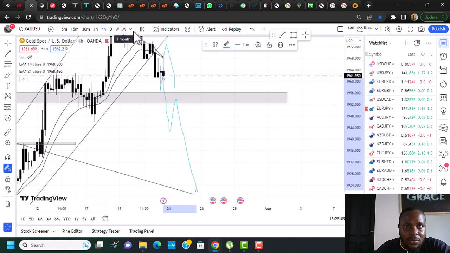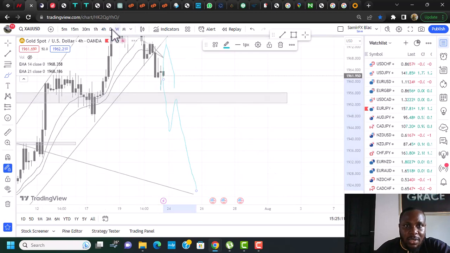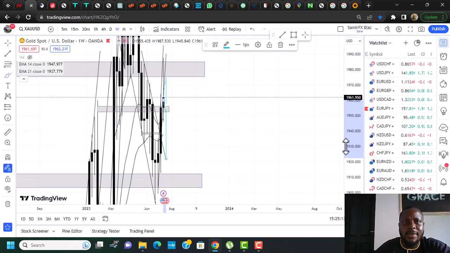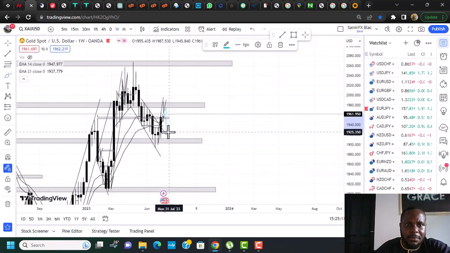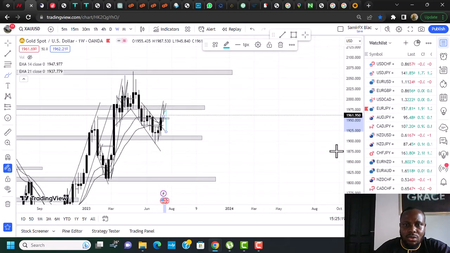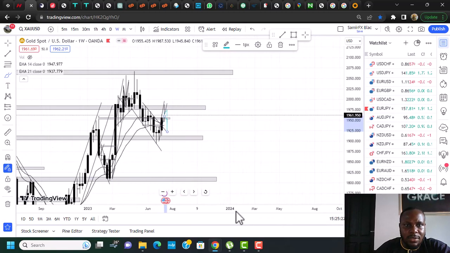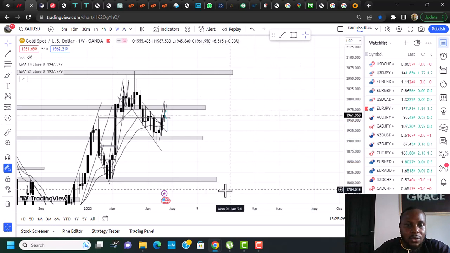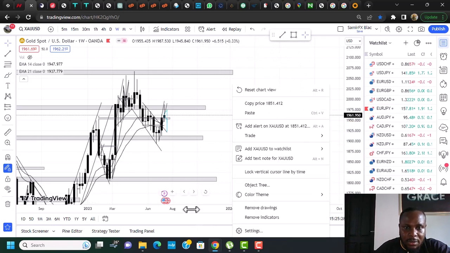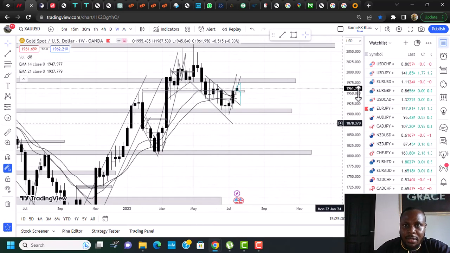But keep in mind you have to look at the overall trend line. So looking at the weekly, I can see that gold actually broke this trend line. So it might be bullish. I think gold is a bit bullish for now, but hey, it's gold.